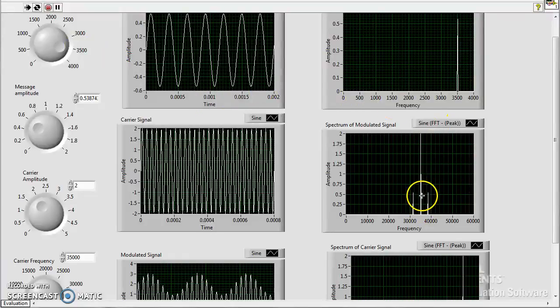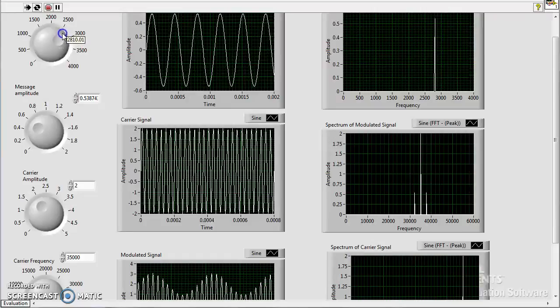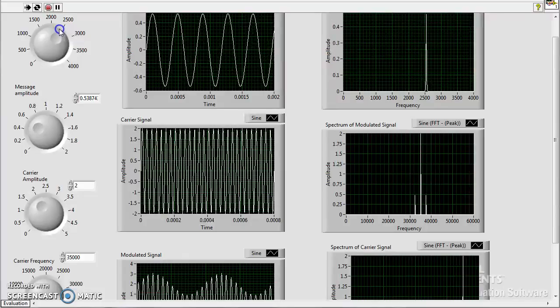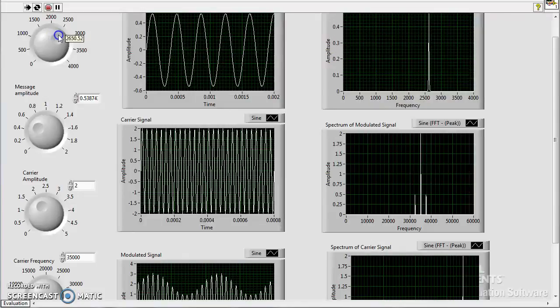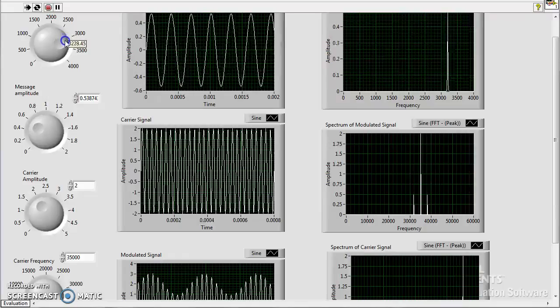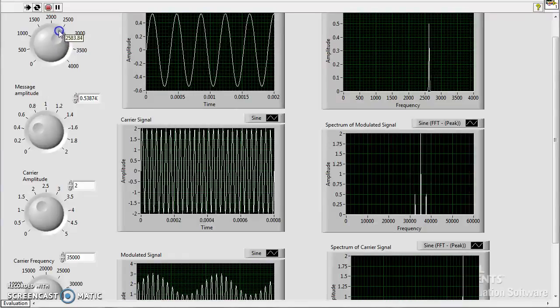Over here with the standard AM, we have the carrier component, which is with amplitude 2. So reduce the message frequency and observe that the upper sideband and the lower sideband are coming close to each other. But there is no variation in the carrier component of the spectrum of the modulated signal. Both are moving apart, and they are coming close to each other.